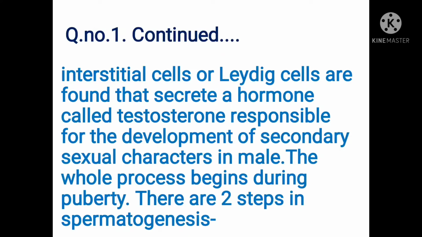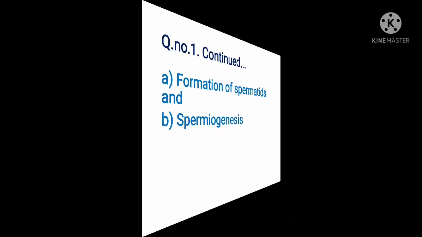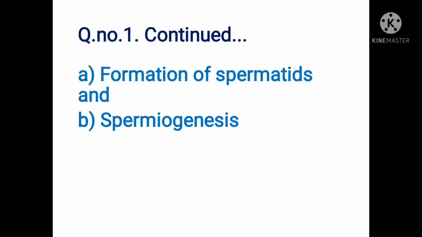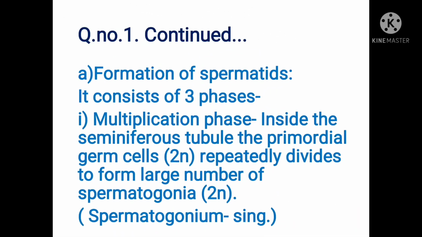There are 2 steps in spermatogenesis. First one is formation of spermatids and the second one is spermiogenesis. Step 1. Formation of spermatids. It consists of 3 phases: multiplication phase, growth phase and maturation phase.